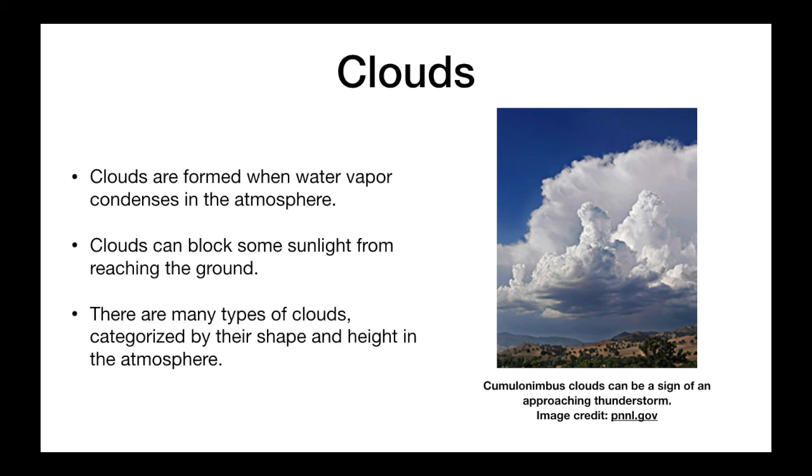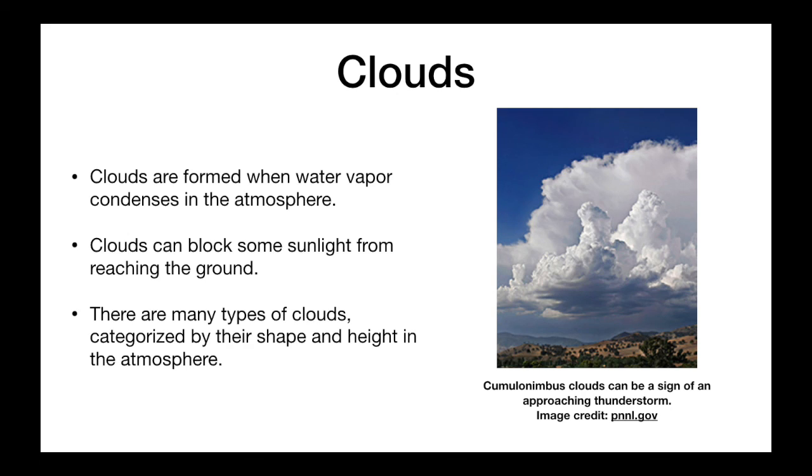Speaking of clouds, just to get a quick definition, a cloud is formed when water vapor condenses in the atmosphere. Clouds can be made of either water or ice. And one of the ways that they influence climate and weather is that they can block some sunlight from reaching the ground. So you might have noticed that it feels a little bit cooler on cloudier days. You're not getting as much sun, you're not getting as much of that heat energy.